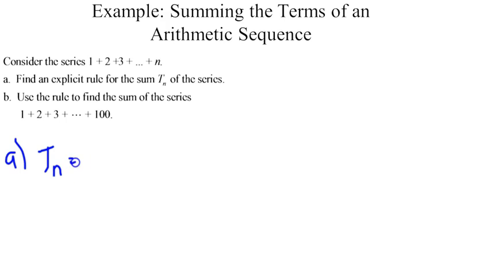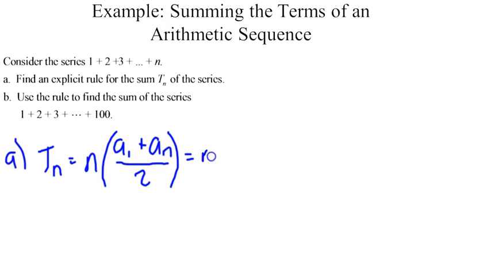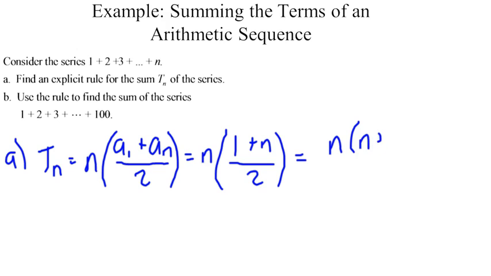So this is equal to n times the quantity of a sub 1 plus a sub n all divided by 2. The reason I'm using this formula is because we know what the first term and the last term are in this series. So this simplifies to n times our first term, a sub 1 is 1, a sub n is n, all divided by 2. Now if we just use some basic algebra, we can rewrite this as n times the quantity of n plus 1, all divided by 2. So this would be a rule to calculate the sum of this series.